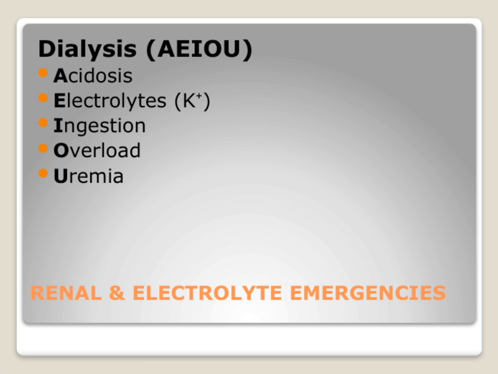Lastly, uremia. This is the buildup of urea and other waste products in the blood, causing symptoms like fatigue, nausea, and altered mental status. Connecting all these points, the AEIOU framework helps us quickly identify and address the most critical renal and electrolyte emergencies. Recognizing these signs early can make a huge difference in patient outcomes and guides our intervention strategies effectively.